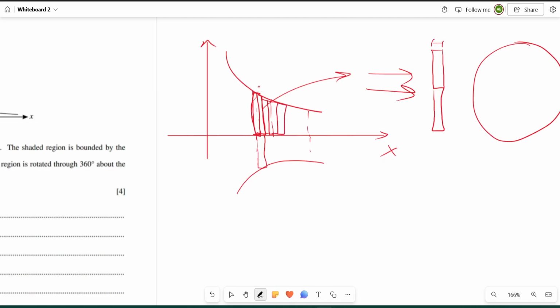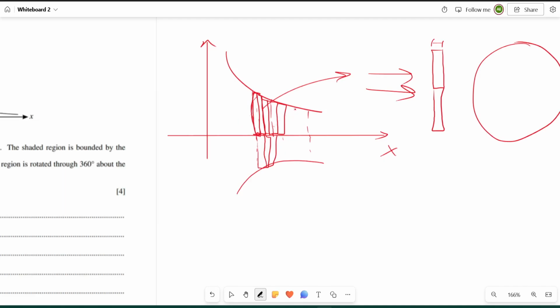Okay, and rotate each rectangle to form disks. So we're going to have lots and lots of disks. We are going to get the volume of each disk and add all the disks up together, and this is going to give us the volume of the whole thing.